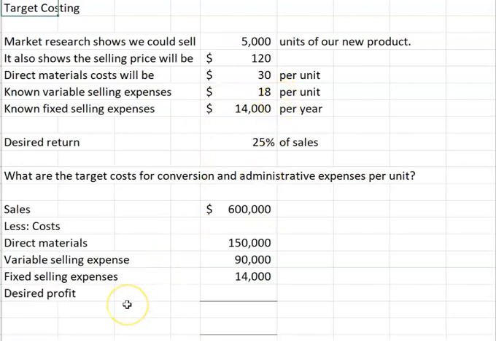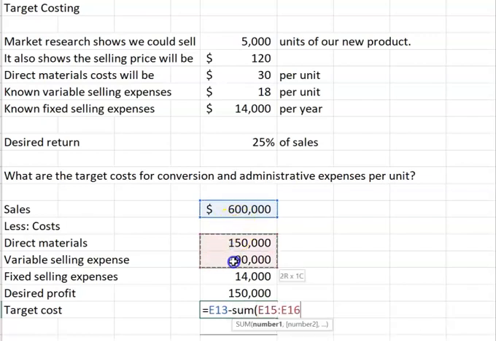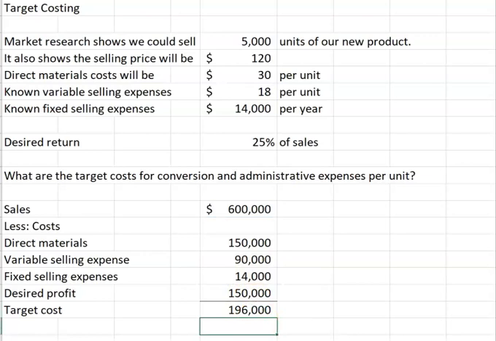And then we're going to have to subtract that desired profit. So our desired profit is 25% of our sales. We said our sales are 600,000, multiply that by 25%. So we want to have a desired profit of 150,000. So our target cost is going to be our sales minus all of our costs, as well as the profit. So we're going to have a target cost of 196,000.